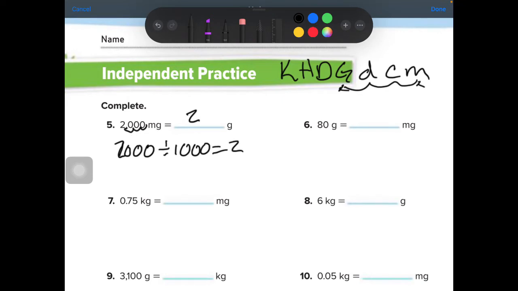Okay, number 6. We have 80 grams into milligrams. So I know that every gram has 1,000. So we're going to do 80 times 1,000. Well, I know 8 times 1 is 8, and I'm just going to add the zeros. 1, 2, 3, 4. 80,000 milligrams.